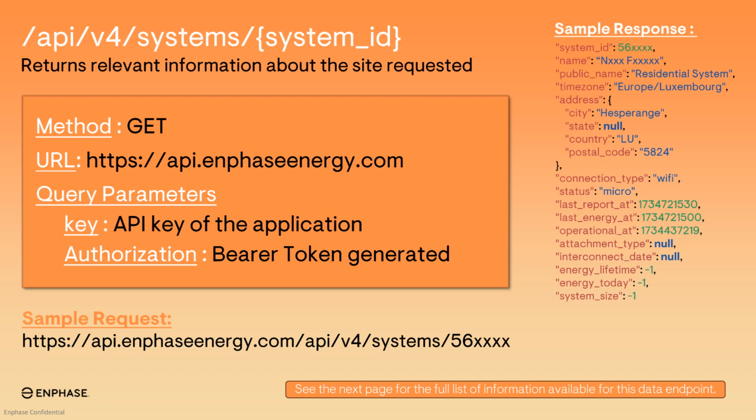This endpoint uses the GET request and requires the API key for the application in question, as well as the bearer token generation for authorization. An example of the command request and returned response information is shown here. When inserted into your code, the endpoint will look similar to this. Some information has been redacted for security purposes.